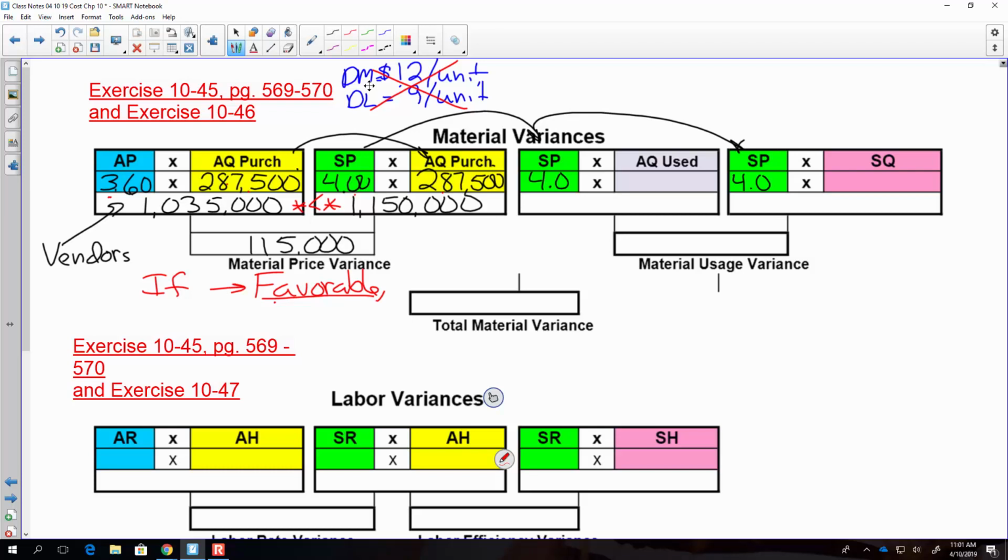Okay, we're good? Now, we're down to our gray number, actual quantity AQ used. So, in this case, what did it say about inventories? There wasn't any beginning, there wasn't any ending, so guess what? I must have used everything I purchased, right? So on different problems, guys, you will have inventories to deal with. So you will have to compute quantity used.